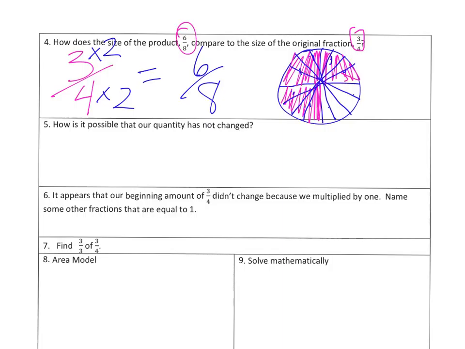So, if I do it to the bottom, do it to the top, I change the digits. I can change the numbers, but I don't change the value of the number. That value is still the same. So how is it possible that our quantity is not changed? That's how. Because so long as I do the exact same thing to the top and the bottom, it doesn't change the value of a fraction.